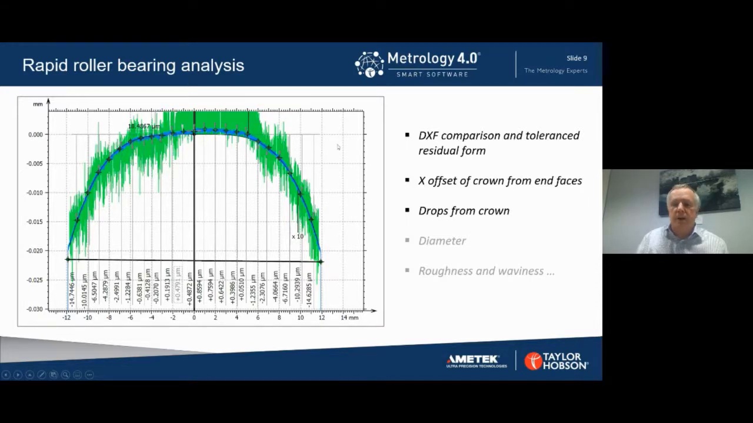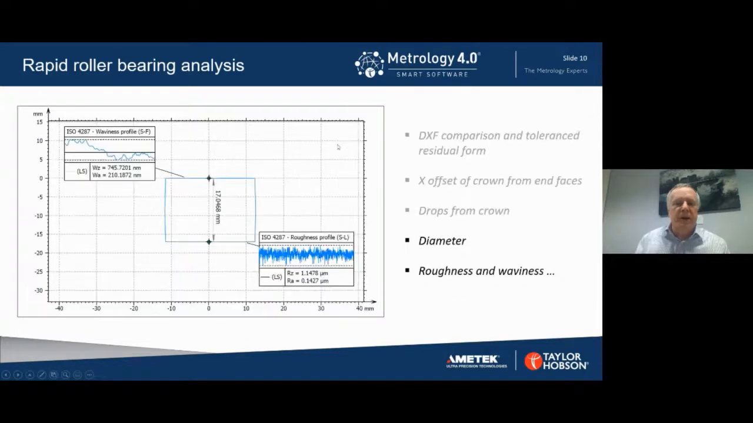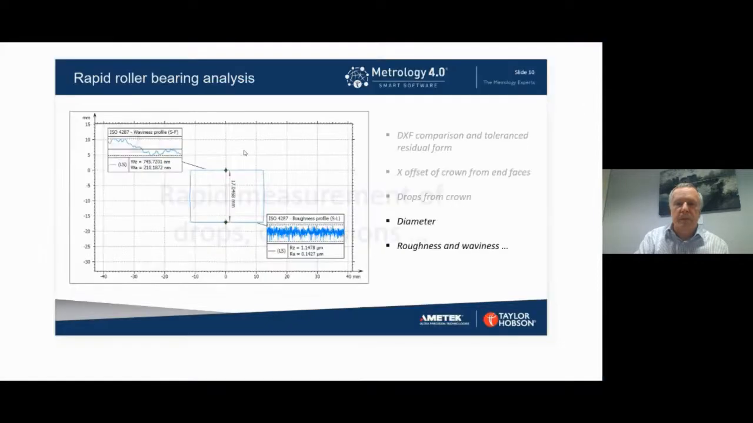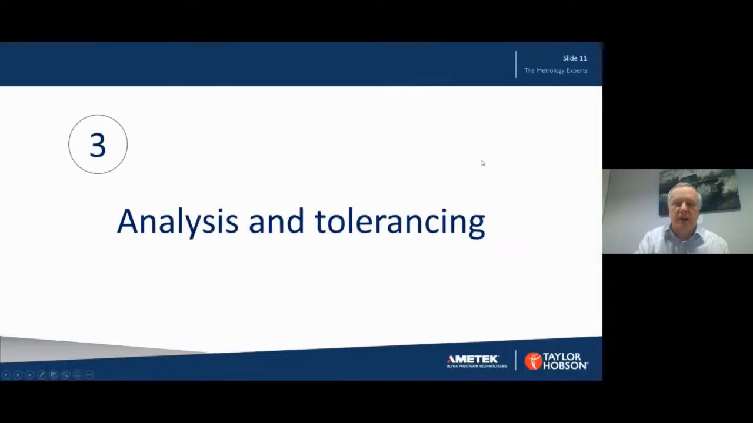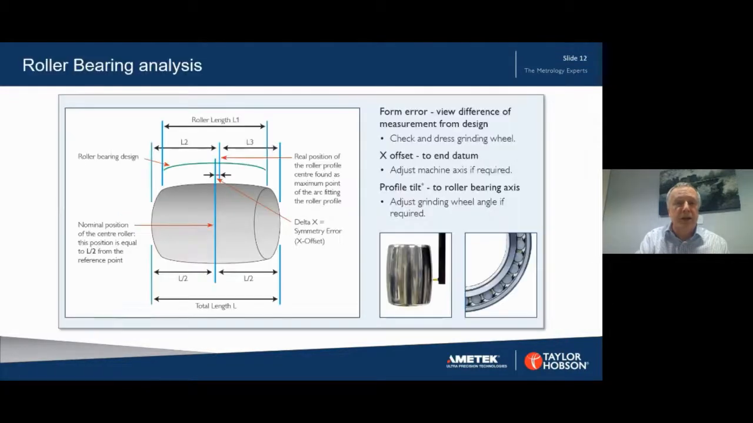profile itself. We can also look at diameter. Because we've measured with a very highly precise gauge, we can measure the top face and the underneath face and also know the relationship between them. And we've shown the diameter here. We've also shown roughness and waviness as well. So let's move on now to analysis and tolerancing.